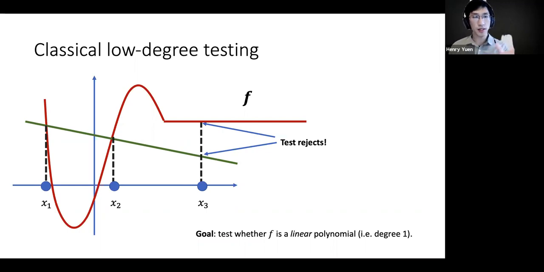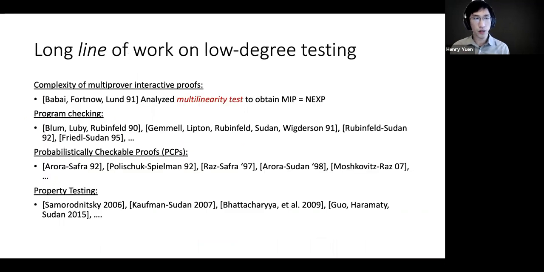All right, so that's low degree testing. And let me just briefly mention, where does it come from? Why is it studied in computer science? It was motivated by applications to complexity theory. And I think the first instance of low degree testing came in this work in the early 90s by Babai, Fortnow, and Lund. And they analyzed something called the multilinearity test, a test to check if a function is multilinear. And they used this to obtain a complexity result known as MIP equals NEXP. Okay, I won't explain what that means, but that's where it first showed up.